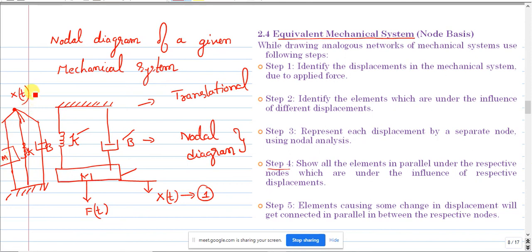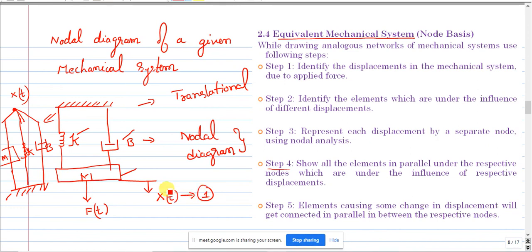It's done. So this is how you write the equivalent diagram. Okay, we shall take a new problem at the end, and we will write the nodal diagram. For this I have written, for your understanding, the equivalent mechanical system. And check step number 5. It says, in case you have an element which will be influenced by one or more displacement, not one, more than one displacement.